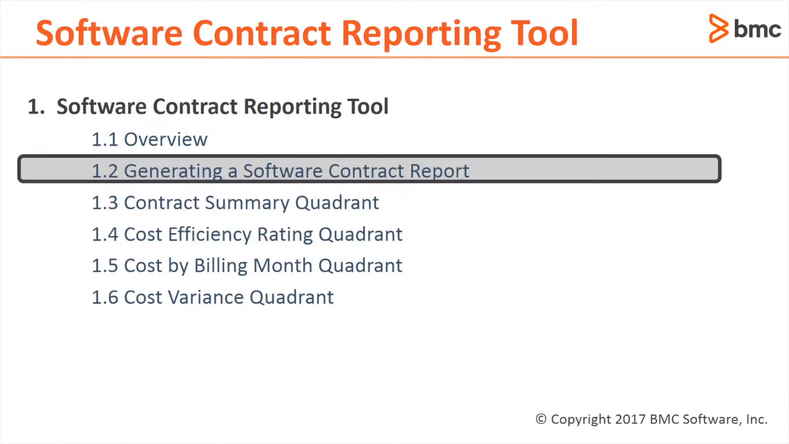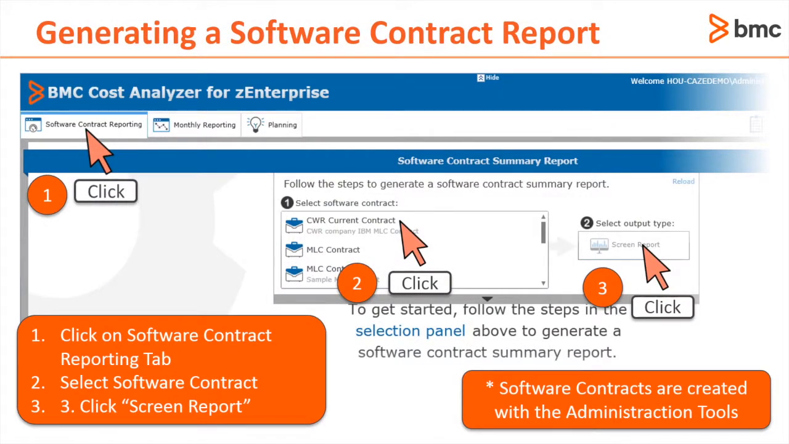Now we'll take a look at how to generate a software contract report. To generate a software contract summary report, click on the Software Contract Reporting tab. A list of defined software contracts will be displayed on the panel. Select the software contract that you would like to view and click the Screen Report option. Information on how to create a software contract is covered in the Administration Tools Quick Course.